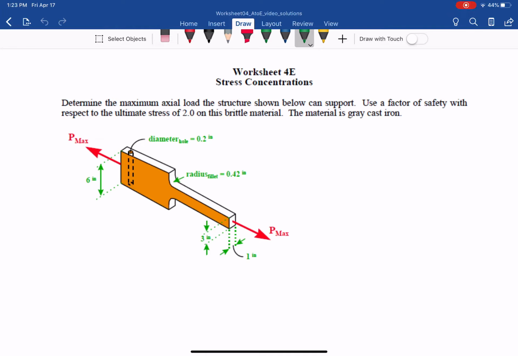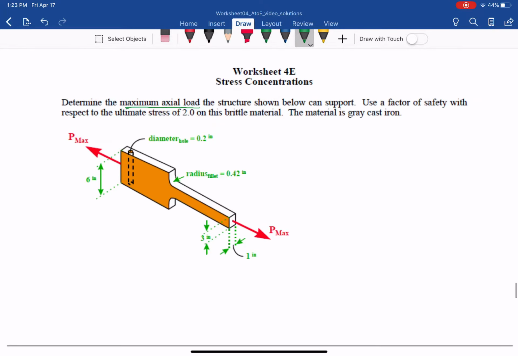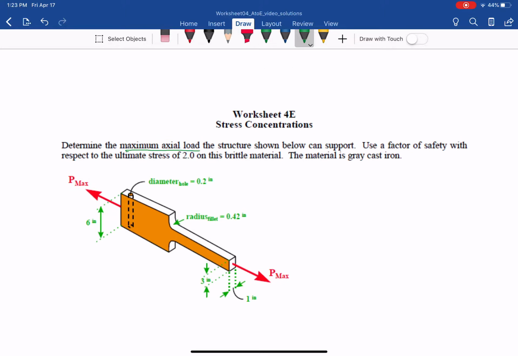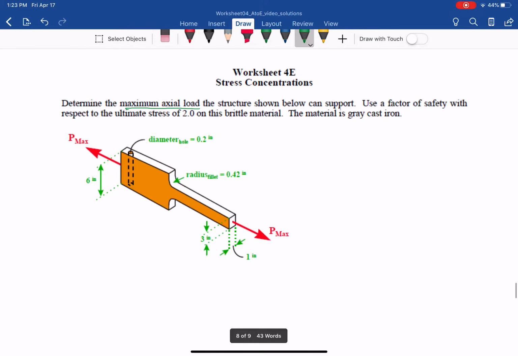Worksheet 4E, stress concentration: determine the maximum actual load. So that is P max in the problem. The structure shown below can support... Use the factor of safety with respect to the ultimate stress. Factor of safety 2 on this brittle material, and the material is gray cast iron.